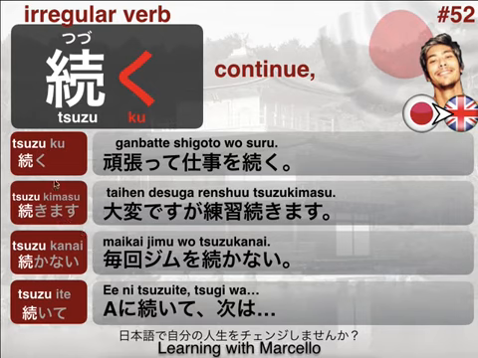Anyway, next one is our masu form, which is tsuzukimasu. It's an irregular verb, so ku becomes ki, tsuzukimasu. And the sentence is, 大変ですが練習続きます。 So, we could have the wo in here as well. I just took it out because when you are actually talking, you don't really hear it. But you can put it if you want to.